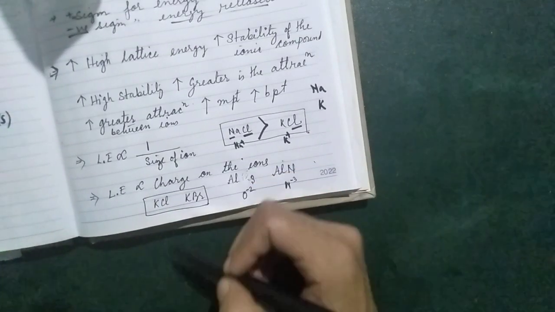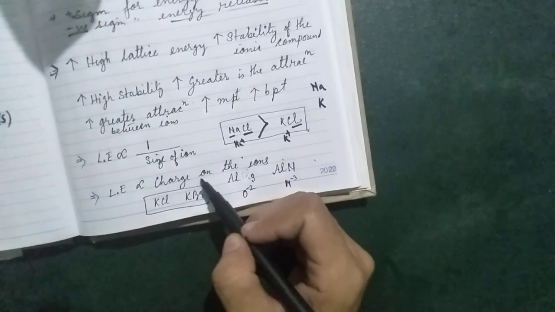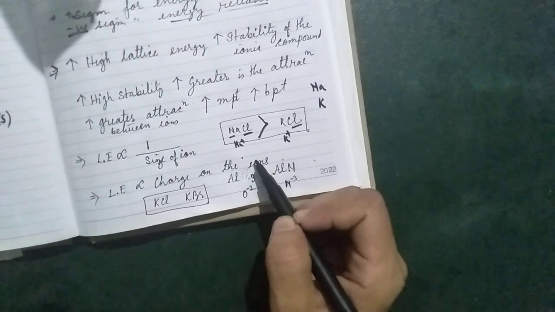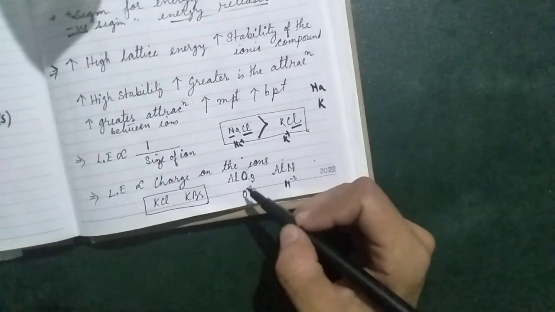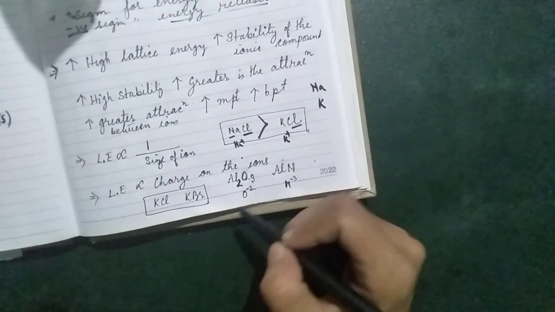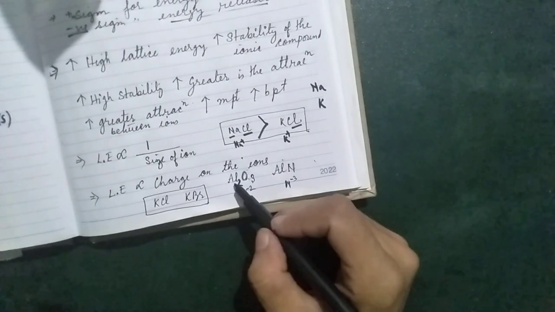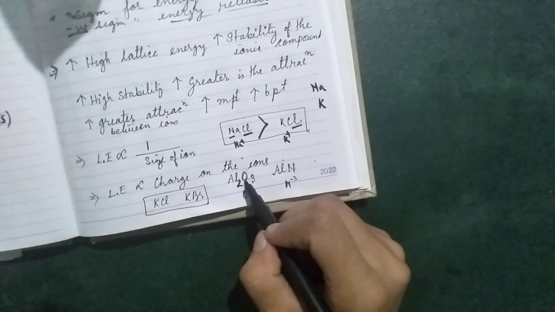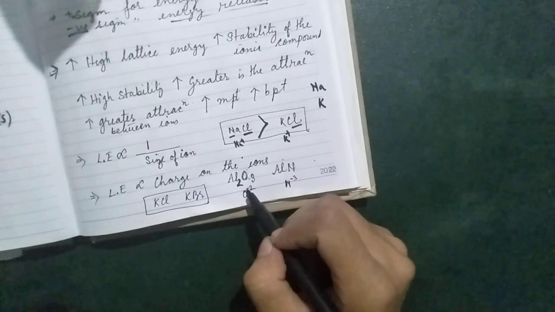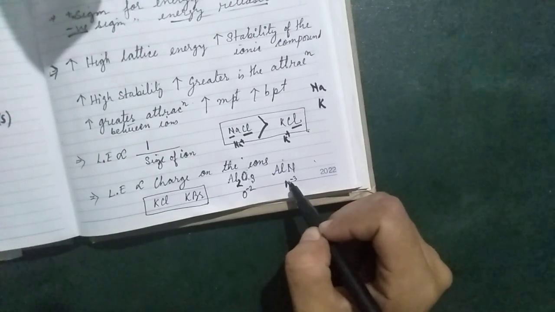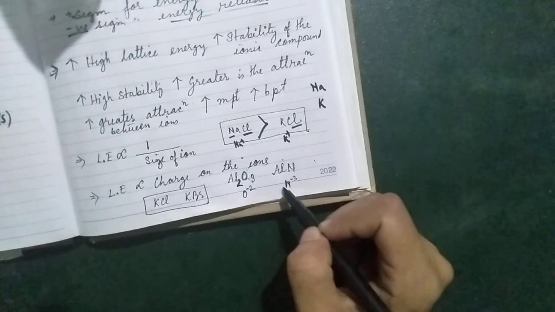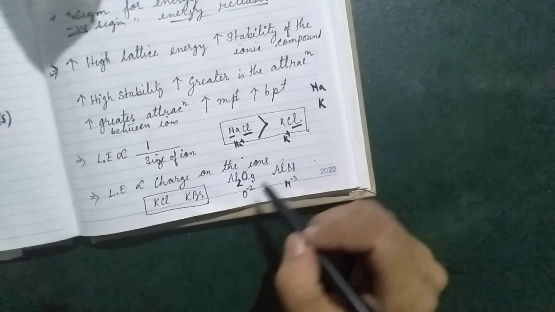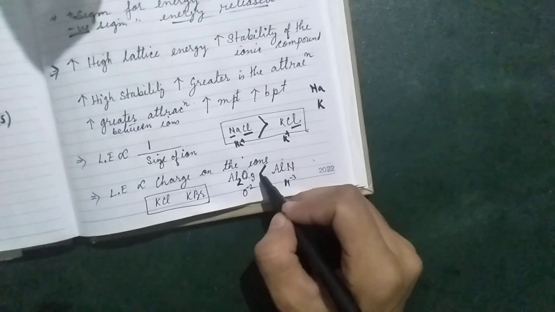Lattice energy is directly proportional to the charge on the ions. Let us take Al2O3 and AlN. Aluminum is the same metal, so we take the different one. Oxygen has a charge of how much? -2. Nitrogen has a charge of how much? -3. Which one has more charge? That will have more lattice energy. So AlN will have more lattice energy.